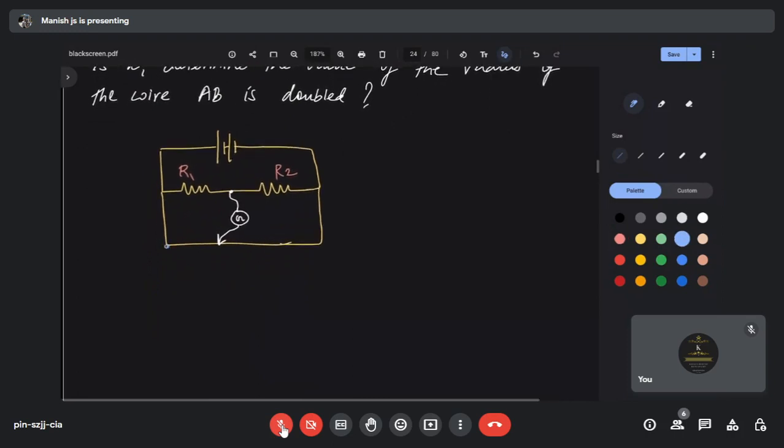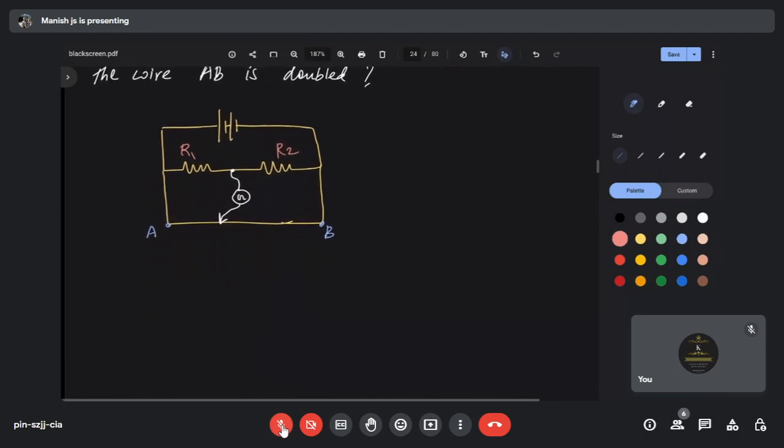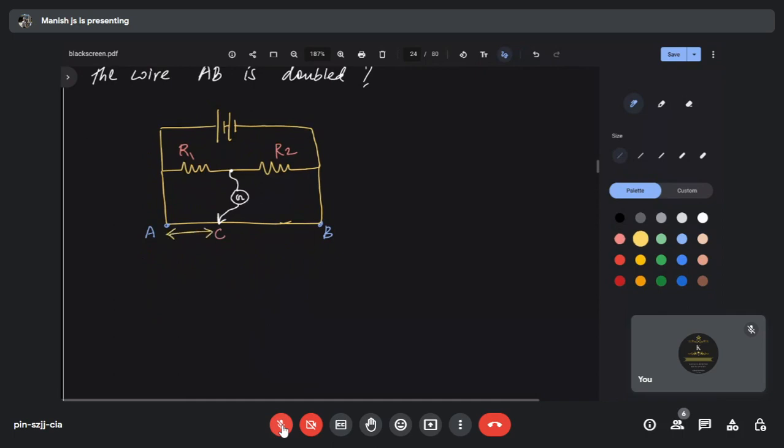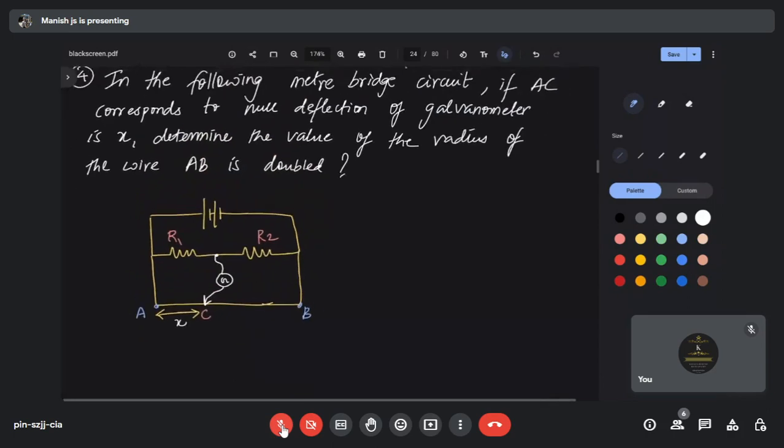So this is point A and this is point B. AB is of 1 meter length. That's the reason it's called as a meter bridge. And this point is C. So this is AC, balancing length. So that is given as X in this question. Okay, that is a balancing length X. So we are asking what would be the value of radius when AB is doubled. So when it is doubled, what is the radius is the question.